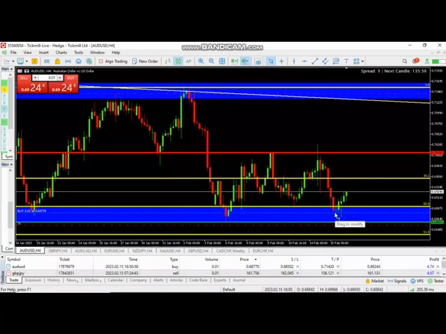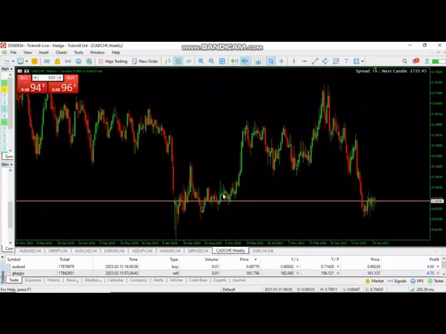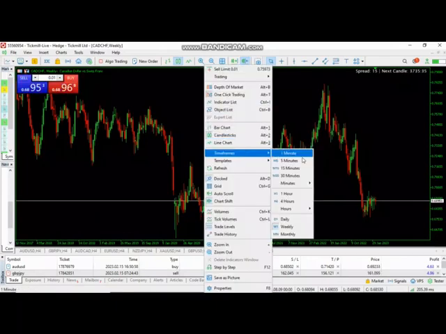Now, how do I get these supply and demand zones, you ask? Let's do this on, let's see which one I got open here, CAD Swiss franc. This is an open chart, nothing has been done to it, it is completely clean. This is how I mark off supply and demand zones. I right click, go to time frames, and go right to weekly.